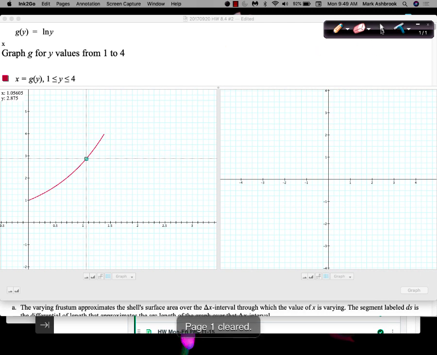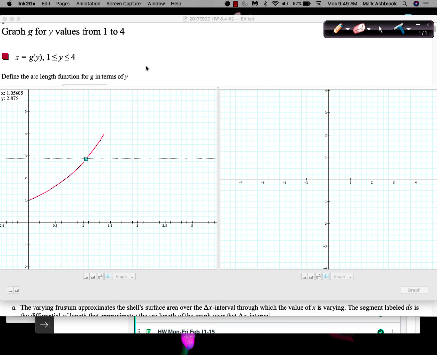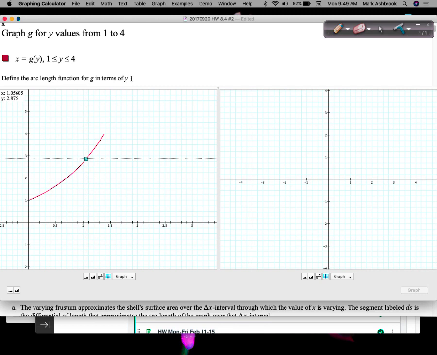So now I want you to determine the arc length function for g in terms of y. So I want an arc length function that tells me how much arc length has been accumulated, the accumulation of arc length for any given y value. See if you can write that. So can you define that arc length function?